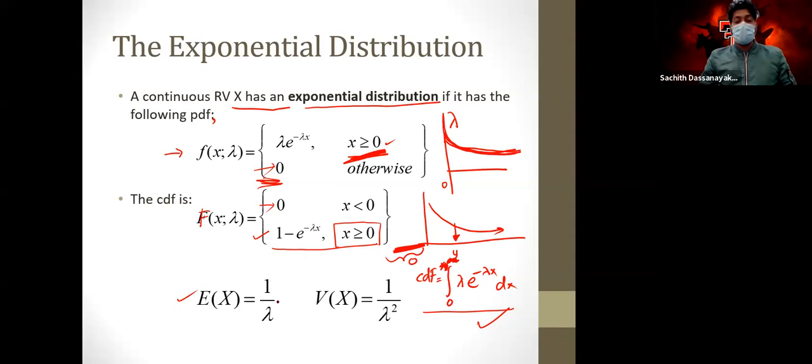The expected value is 1 over lambda, and the variance is 1 over lambda squared. Once you have a distribution in your problems which you already know, the advantage is you already know the mean and variance, the expected value and variance, of that distribution. So you don't have to find it by integrating or another method. If you remember, you can simply use the formulas like this.